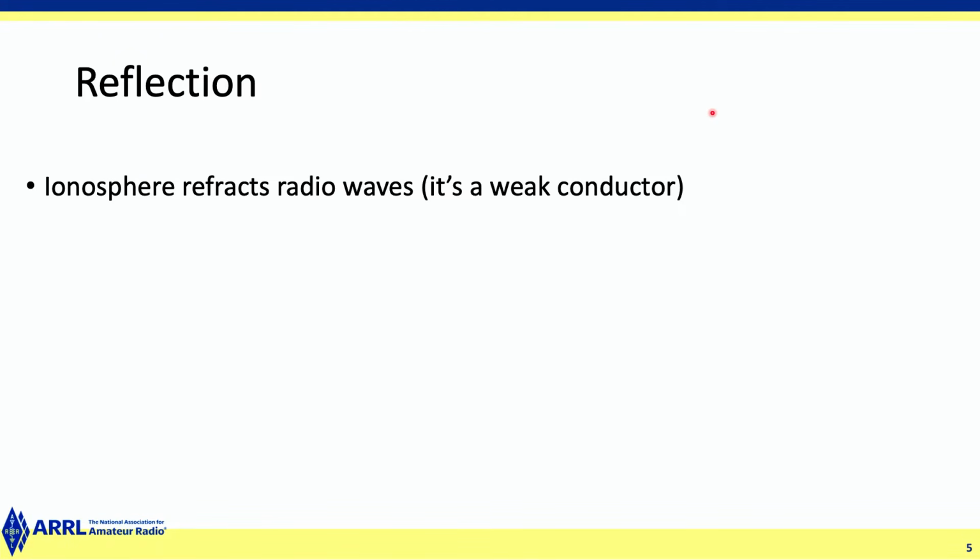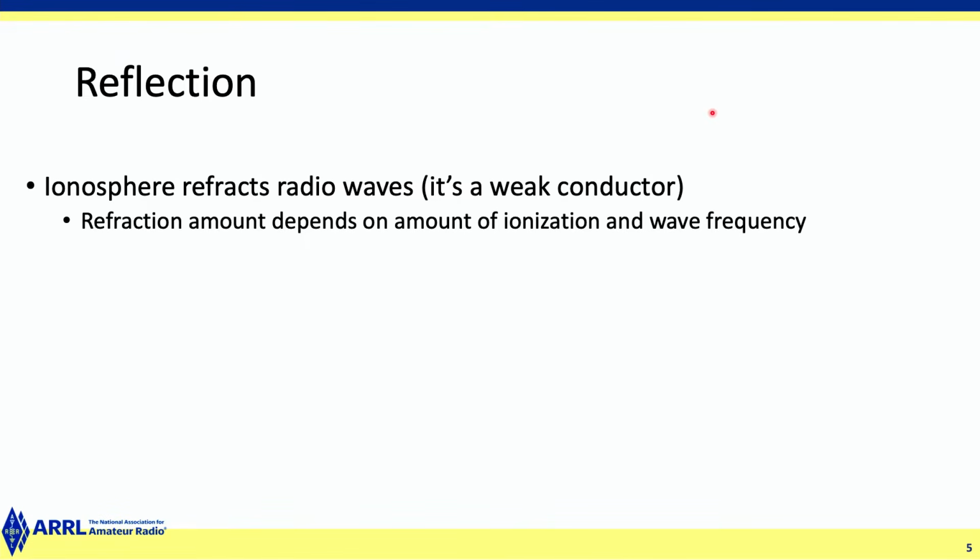Now, the ionosphere is a weak conductor. It tends to refract, not reflect, radio waves. The amount of refraction depends upon how much ionization is occurring and what the frequency is. The higher the frequency, the more likely that the radio wave will pass through the ionosphere. So let's think about this for a minute. The HF frequencies go from 160 meters to 10 meters, right? When you get above 10 meters, we go into the VHF area: 6 meters, 2 meters, 440. Well, 2 meters has a short wavelength, where 80 meters has a really long wavelength, okay?